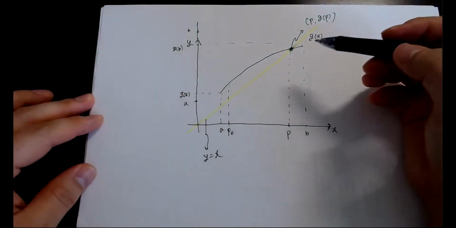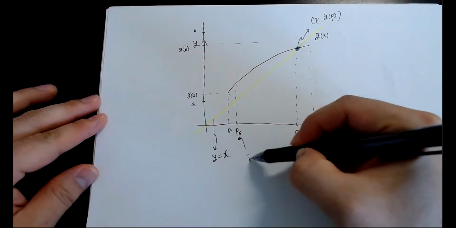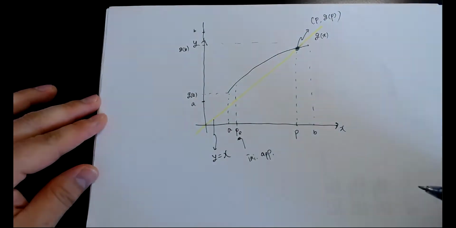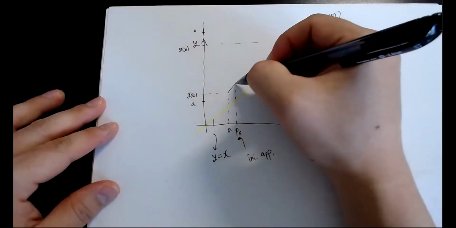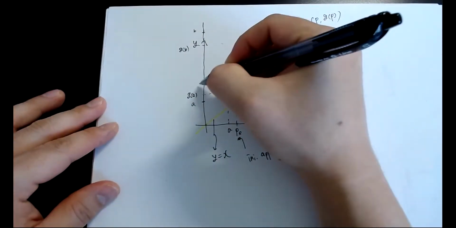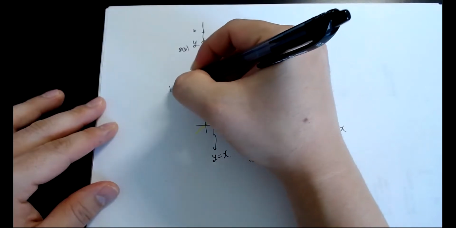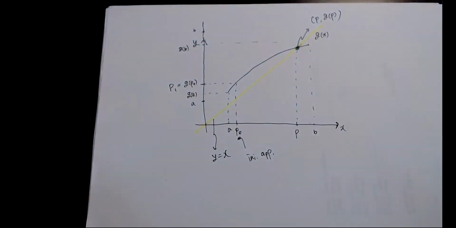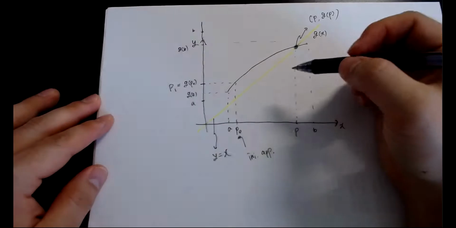Okay, so now what are you going to do? This is the initial approximation. We evaluate function g at p0. Where's p0? Right here. This is g of p0. Now let's say this is p1, the next number in the sequence.